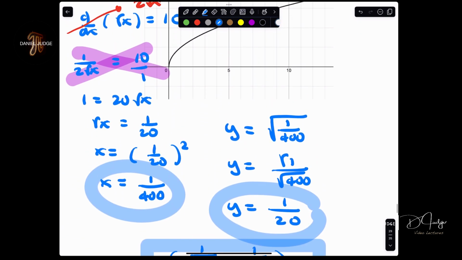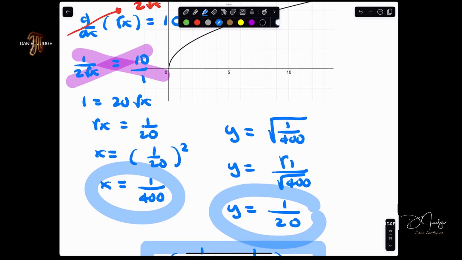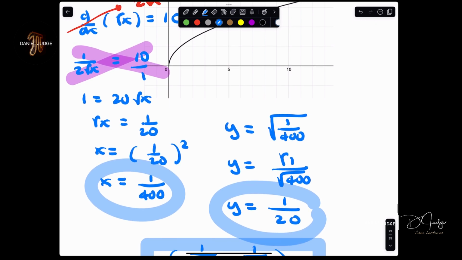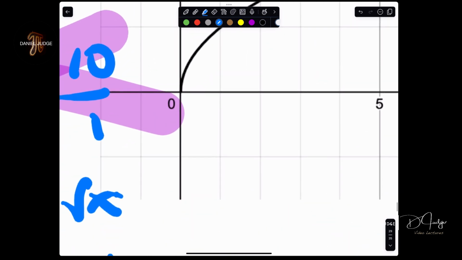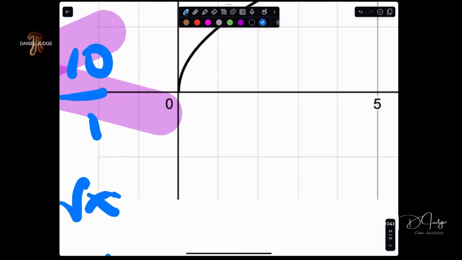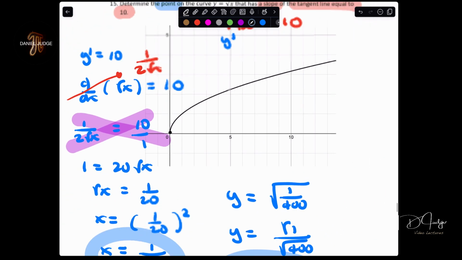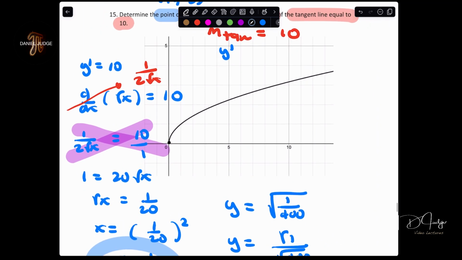So that's very small in some ways there. I'm not even going to put it in Desmos. You'd probably just see it at the origin here. The location is really close right here. Anyway, that's number 15.